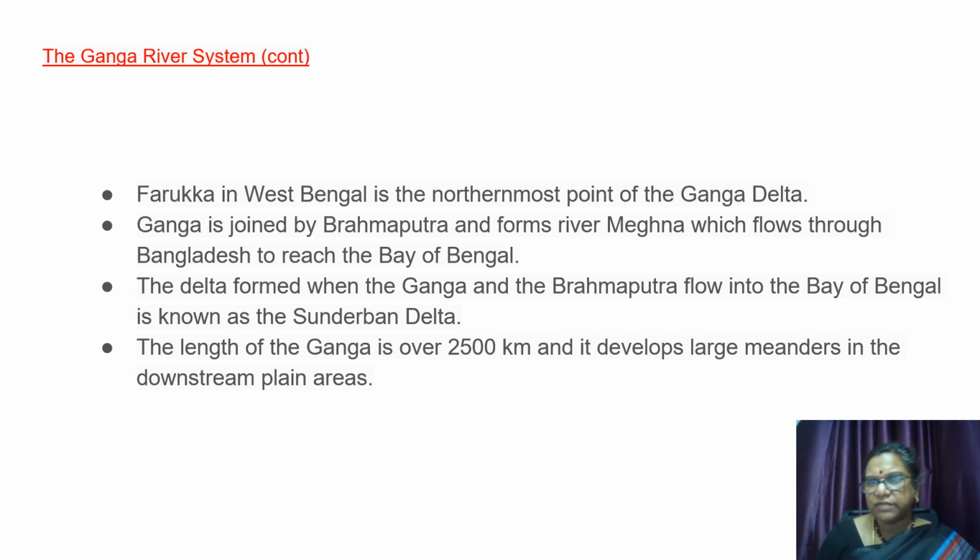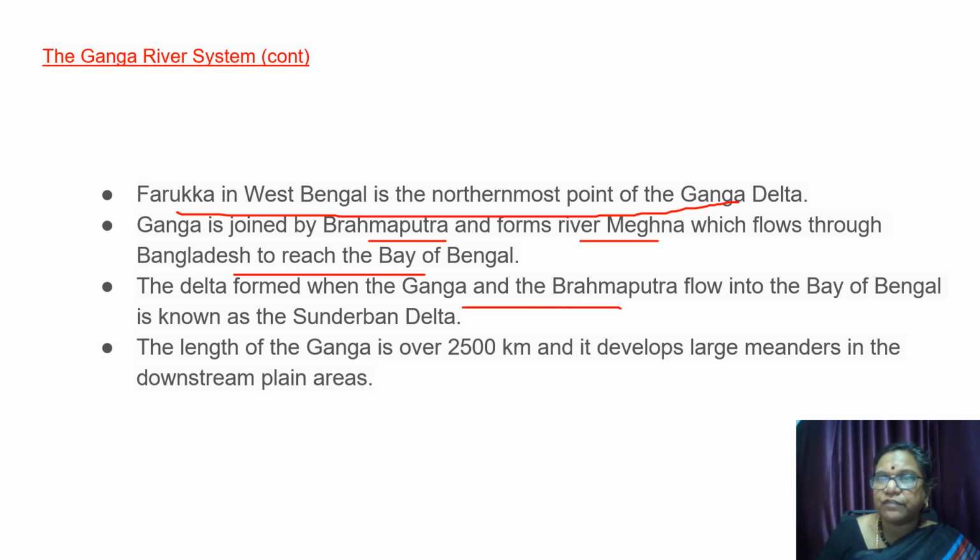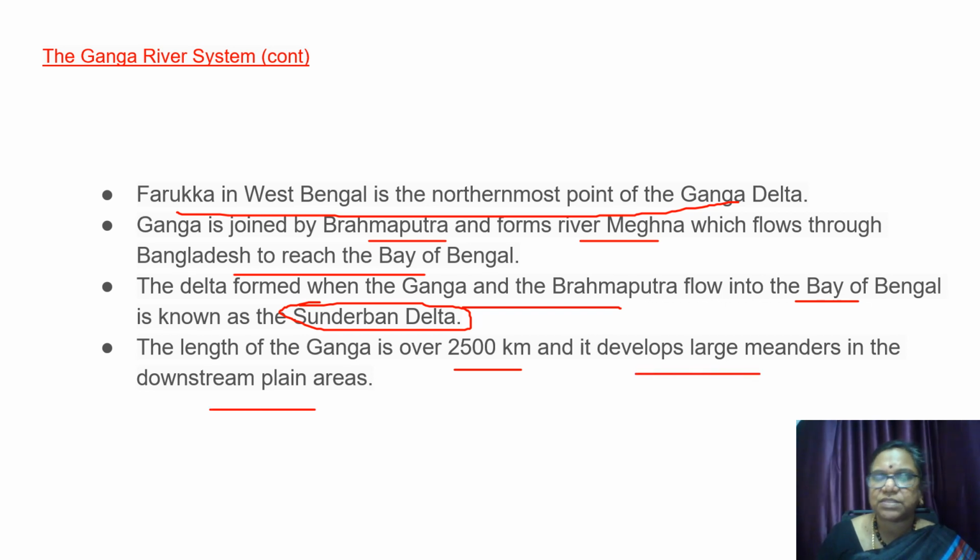Then later Ganga travels eastwards, and at Farakka in West Bengal, it is the northernmost point of the Ganga delta. Now Ganga is joined by Brahmaputra and it forms river Meghna. See how the names are changing now, and it flows through Bangladesh to reach the Bay of Bengal. The delta formed when Ganga and Brahmaputra flow together into the Bay of Bengal is called the Sundarban delta. You would have heard about it. It's called Sundarban because of the name of the trees that are present in this delta region, which are called the Sundaris. The length of Ganga is over 2,500 km, and it develops large meanders in the downstream plain regions where the river becomes slow.